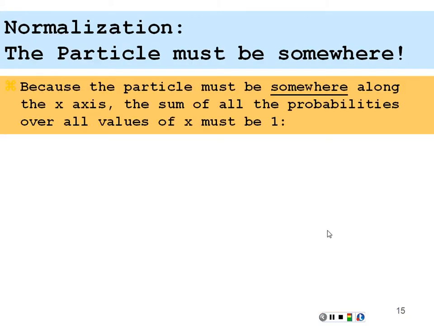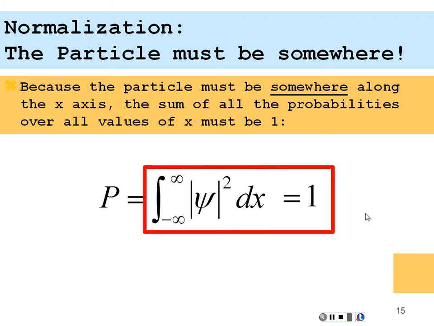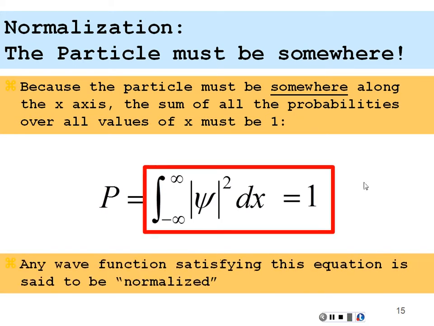Well, the particle must be found somewhere. And so if we integrate the probability density from negative infinity to infinity, we must be able to find it. And so the probability of finding it with those limits should be equal to 1, because we'll find it somewhere there. So the integral from negative infinity to infinity of the probability density, psi squared dx, is equal to 1. And if we solve this equation, this process is called normalizing the function.